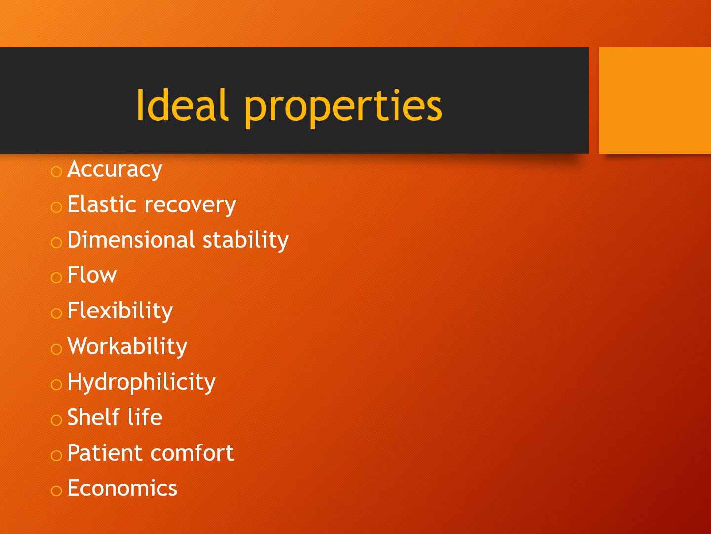Next is about the dimensional stability. So an ideal impression material would be dimensionally stable over time and can be poured at the convenience of the operator. So here also the polyvinyl siloxane material possesses the ideal dimensional stability and can be poured at the convenience of the operator.